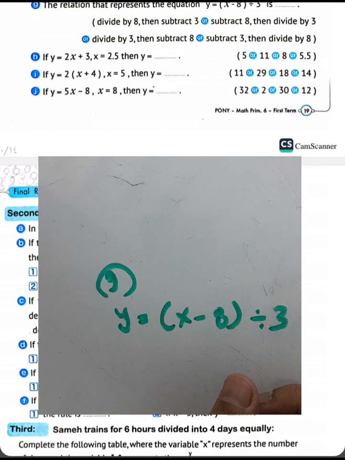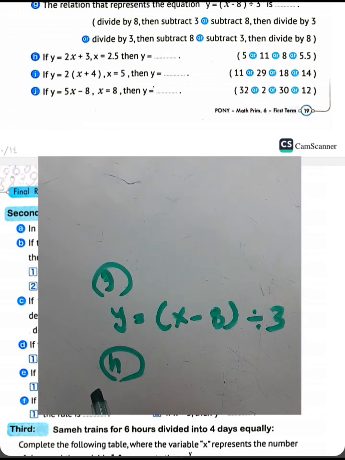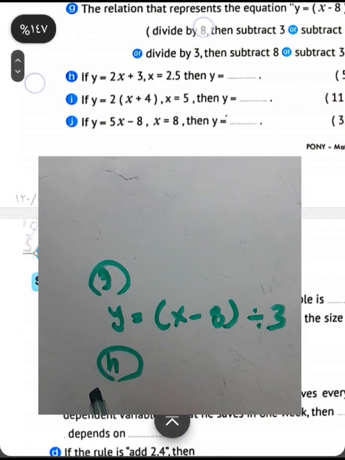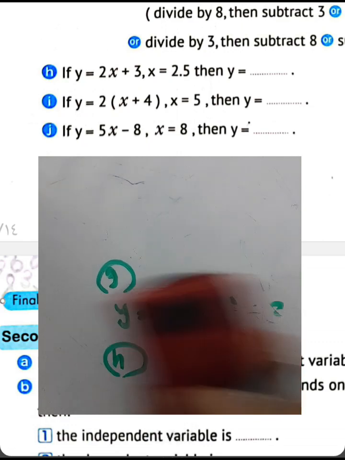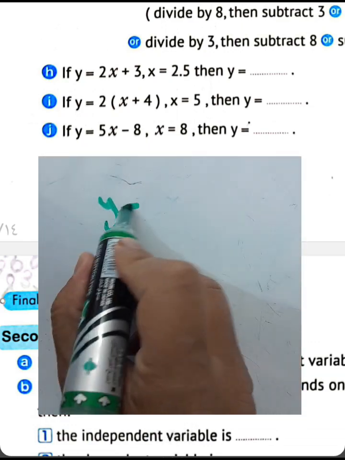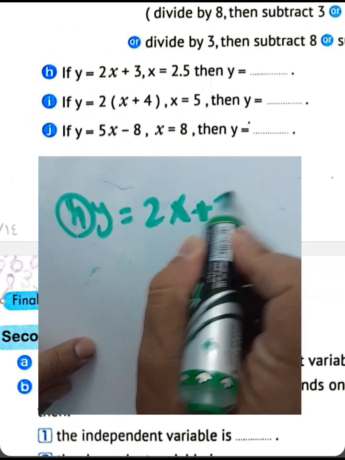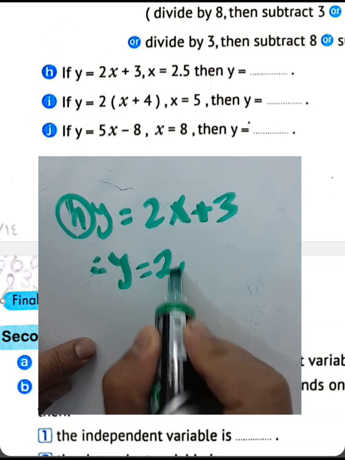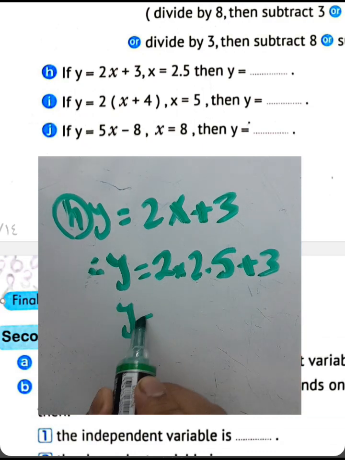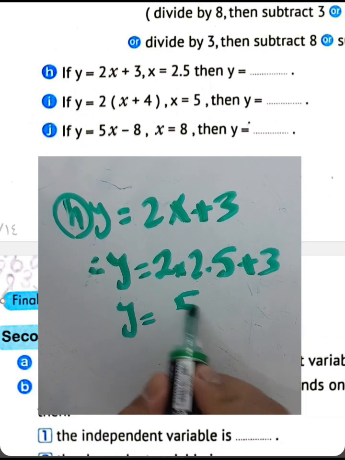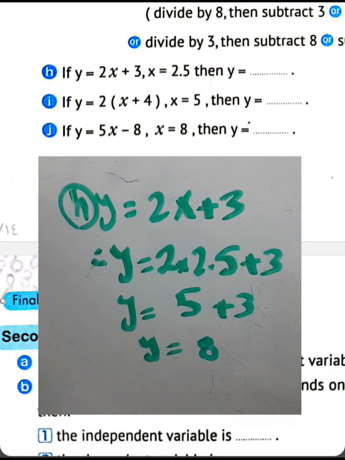Letter H: if y equals 2x plus 3 and x equals 2.5, then y equals what? We can put x equal to 2.5 in this relation. We have y equals 2x plus 3, then y will be equal to 2 multiplied by the value of x, 2.5, plus 3. Then y equals 2 times 2.5, which is 5. 5 plus 3 equals 8, then y will be equal to 8, the value of variable y.